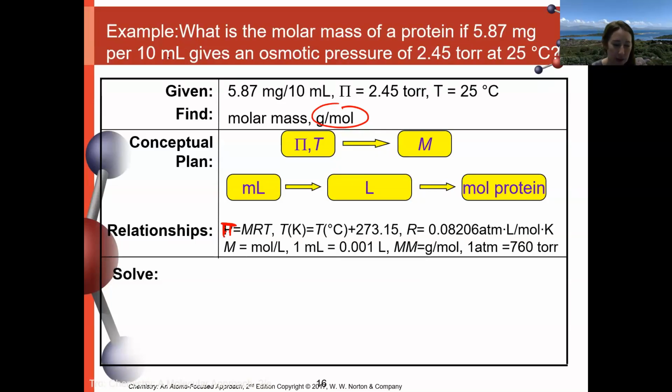So we've got milliliters and milligrams, so we're definitely going to need to get rid of those. And we want molar mass, so we need grams over moles, right? So what do we have here? We have the osmotic pressure. Pi equals molarity times R times T. Well, we have a temperature. We always have R. They're giving us this. So we can solve for molarity, okay?